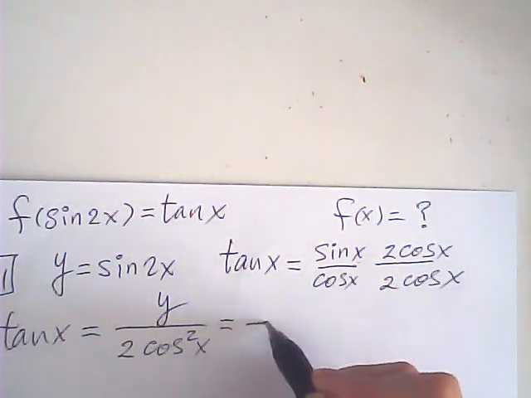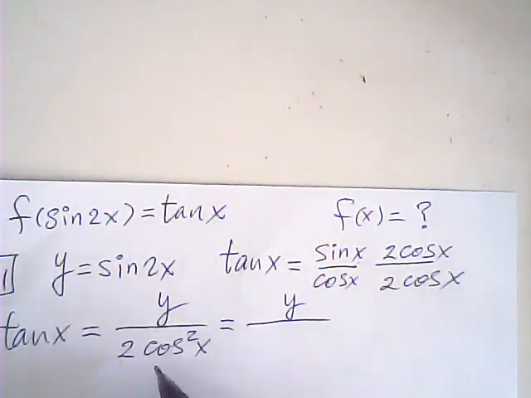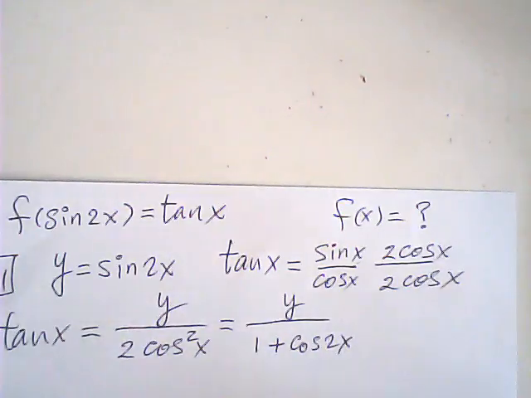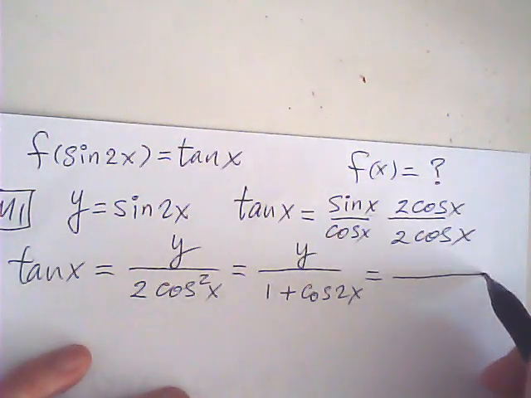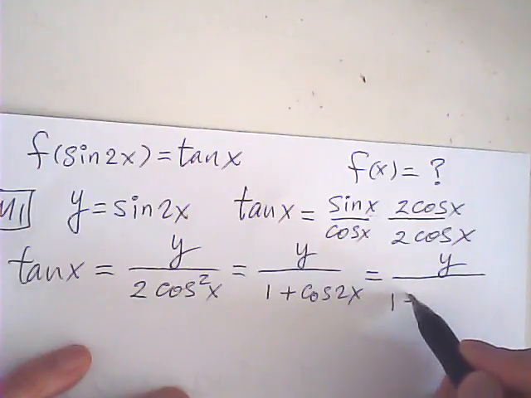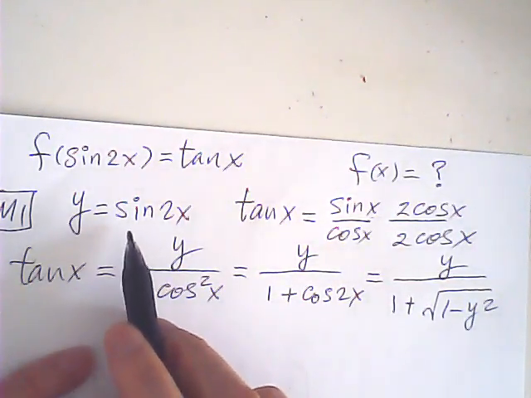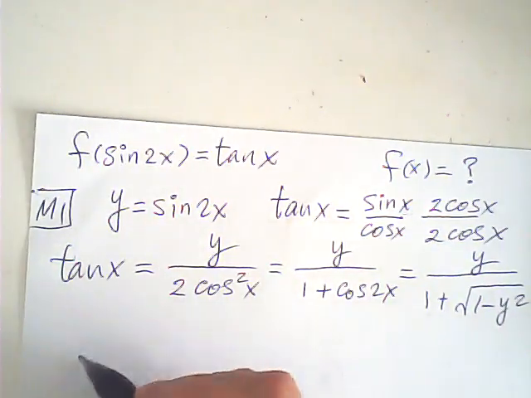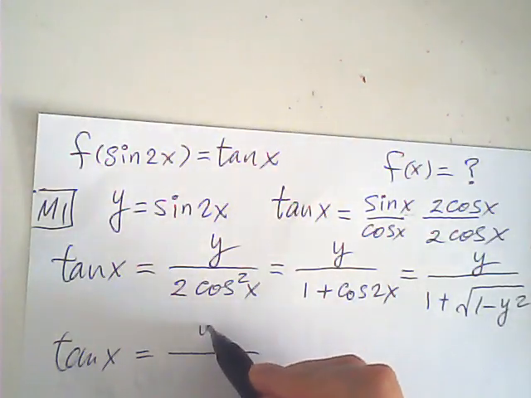Cosine 2x, well, cosine square x times 2 is 1 plus cosine 2x. You must be good in trigonometry. Then this one is equal to y. This is 1 plus, this is 1 minus y square, right? 1 minus, this square root is cosine 2x. Therefore, tangent x is equal to this.